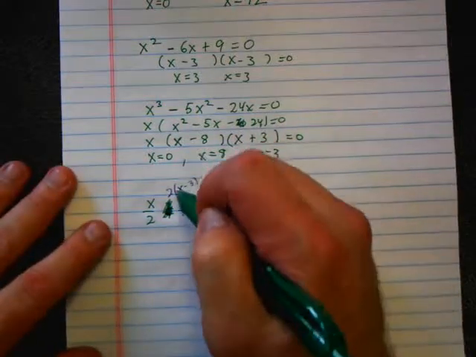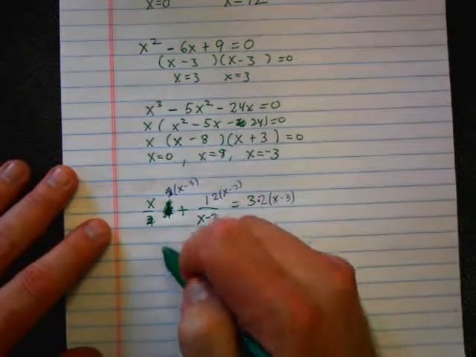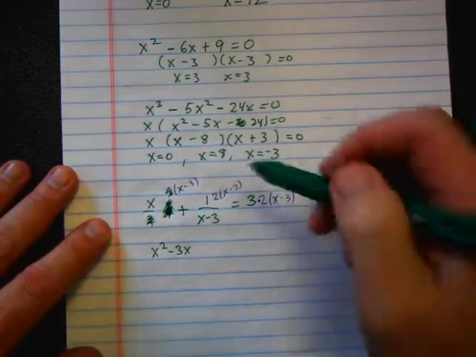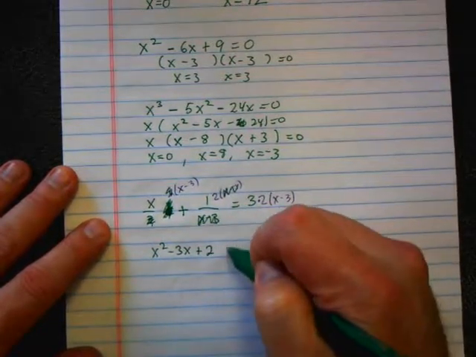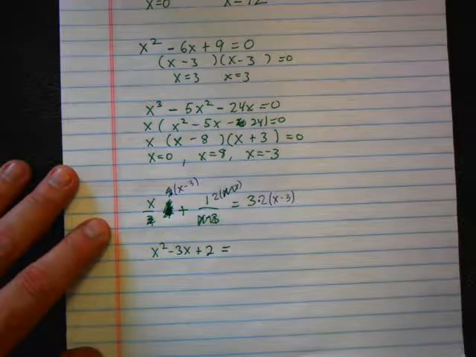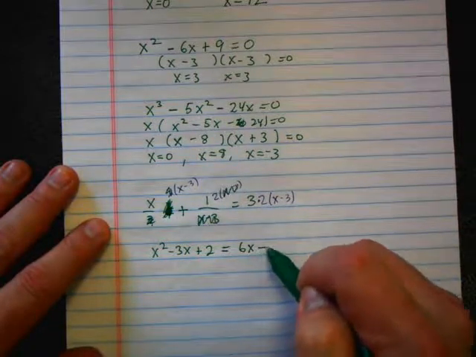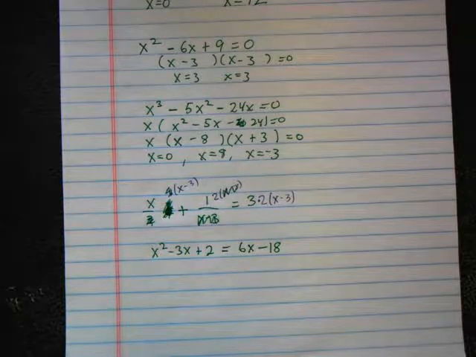All right, so the 2 wipes out with the 2. And that looks like x squared minus 3x. The x minus 3 wipes out with the x minus 3, so that's just a 2. And here, this one becomes 6x minus 18 when we distribute through. All right, so really nothing different there. We saw an equation. The equation had fractions. We started by getting rid of them.